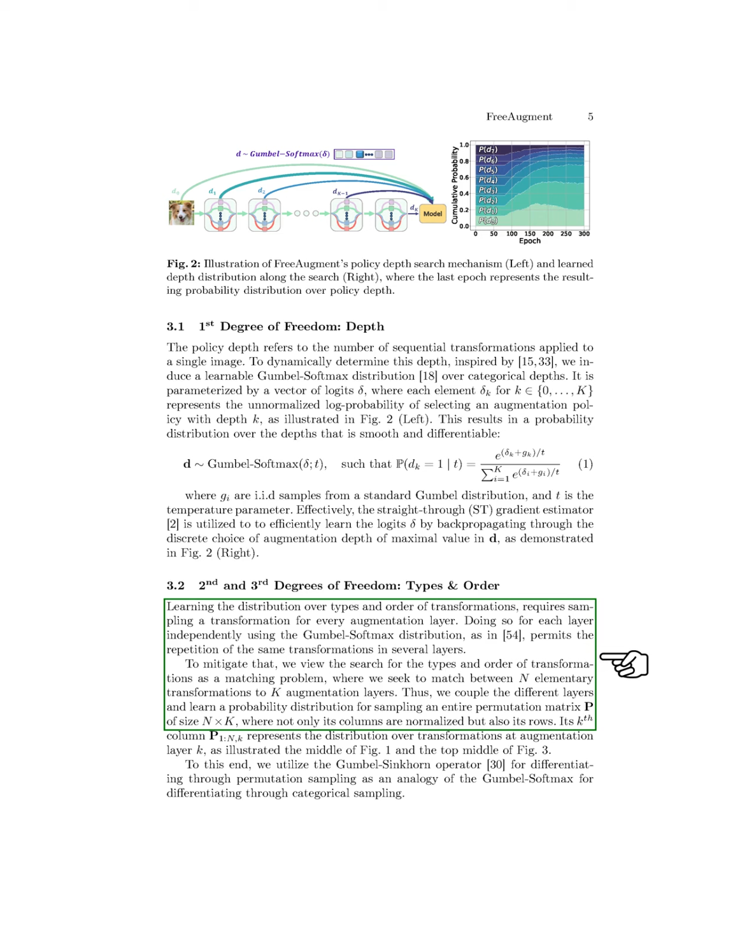To avoid repeating the same transformations across layers, we treat this as a matching problem, aiming to pair n transformations with k layers. We learn a probability distribution for sampling a permutation matrix that represents this pairing, ensuring both rows and columns are normalized. To achieve this, we utilize a doubly stochastic matrix, DSM, which is a square matrix where each row and column sums to 1. We can convert any non-negative square matrix into a DSM using the Sinkhorn operator, which alternates between rescaling rows and columns.